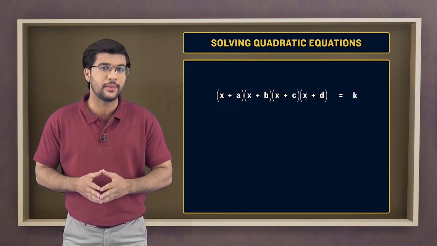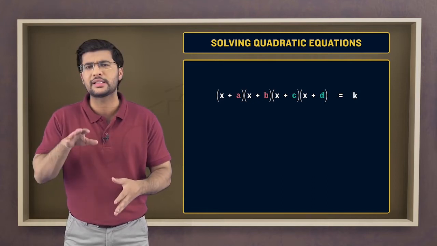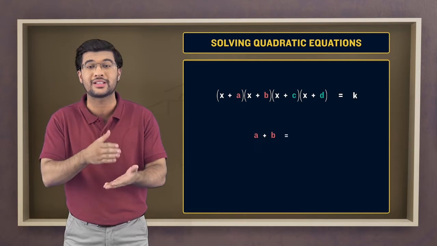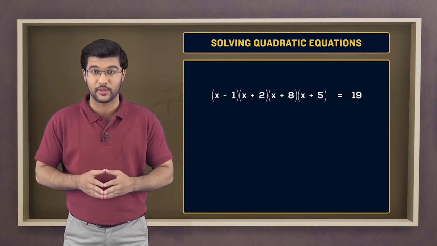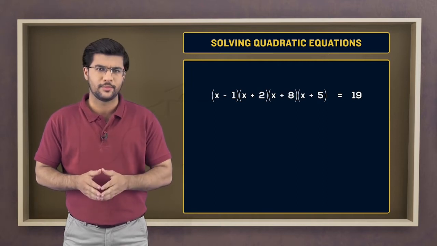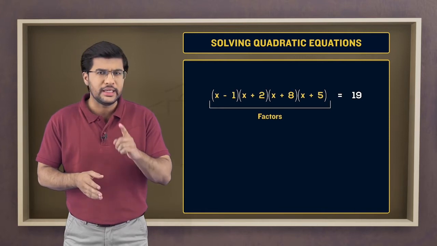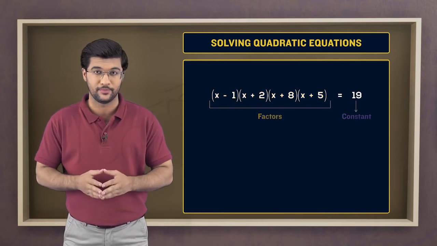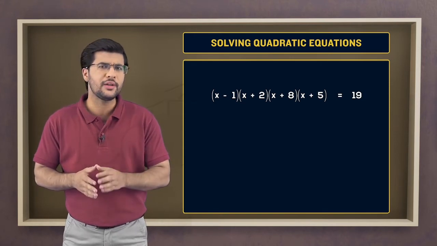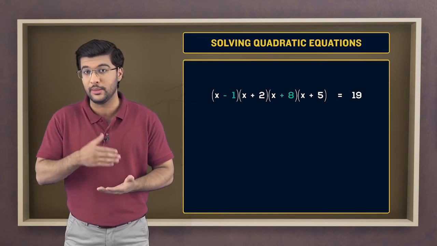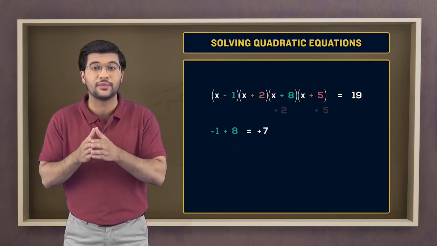What's special about them is, out of the 4 constants inside the brackets, the sum of 2 will be equal to the sum of the other 2. Okay, see this example. That should clear it up. The factors are on the left side of the equation and this constant is on the right. Now, upon careful observation, one can figure out that -1 and +8 gives the same number as that of the sum of these other two.